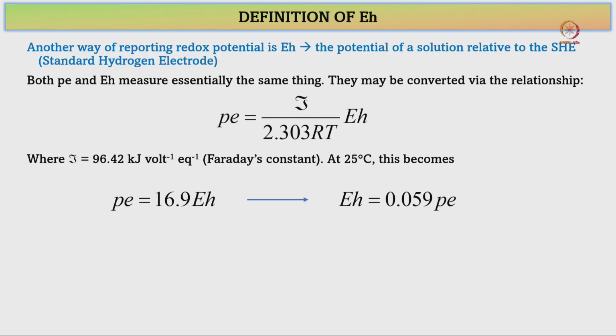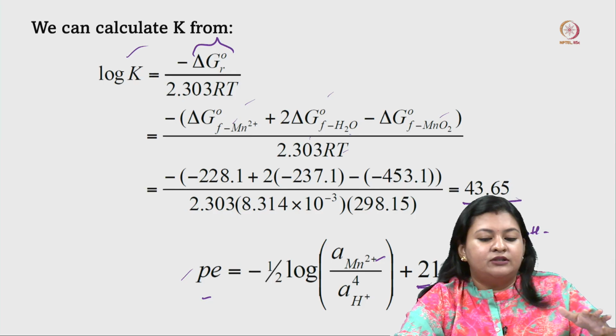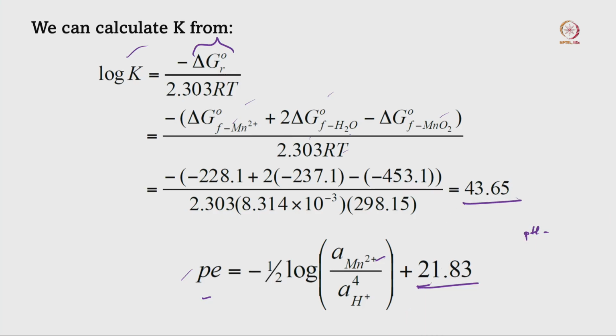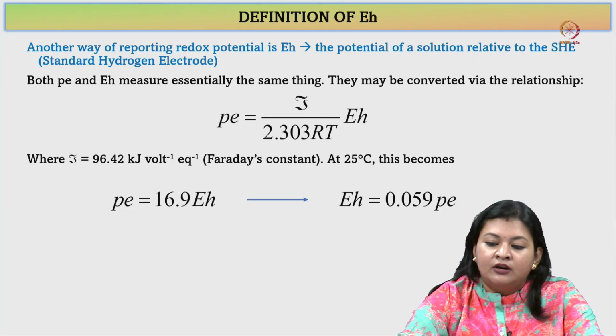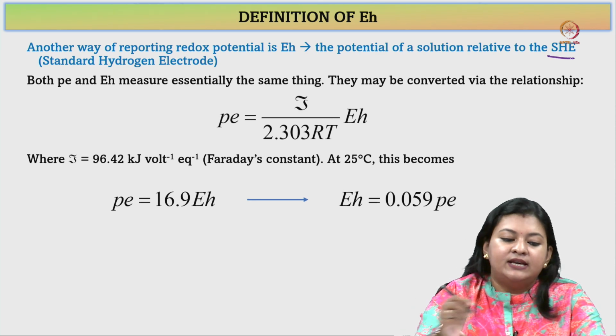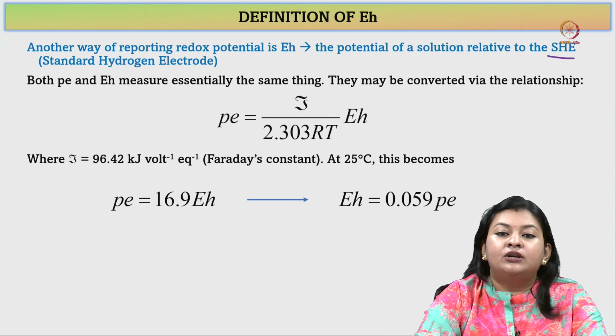Now, let us define another term called EH, and these are absolutely the same thing, it is just how we measure it. PE is measured from this process. So, from the reaction we need to find out the log K, we need to calculate it. Now, you can also measure it, and often it is measured with respect to a SHE. SHE is a standard hydrogen electrode.